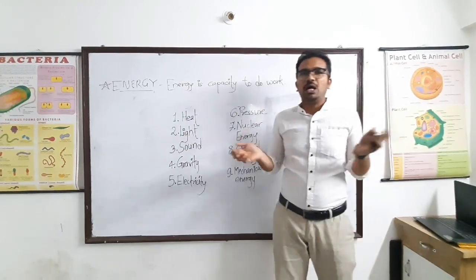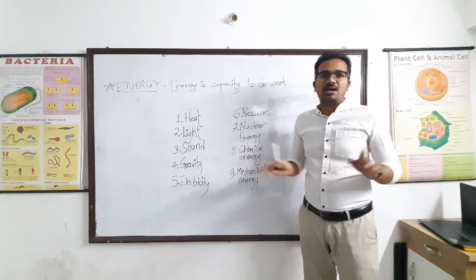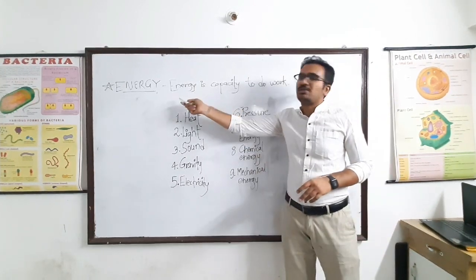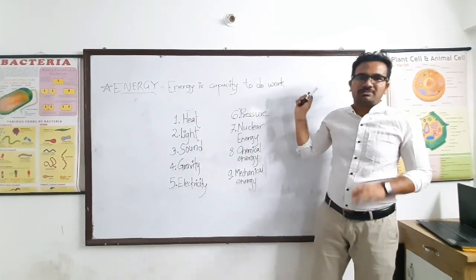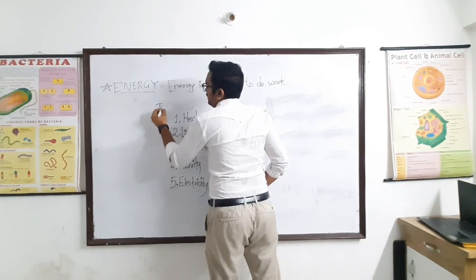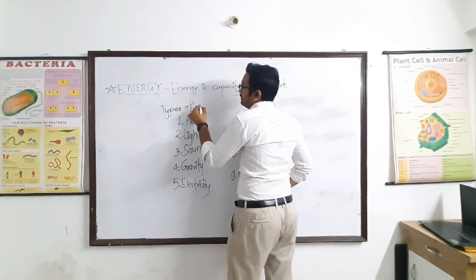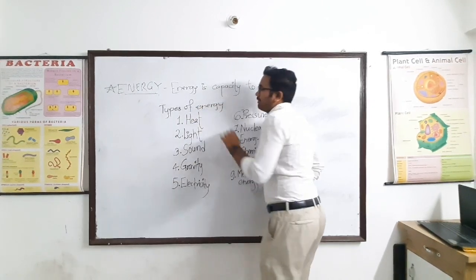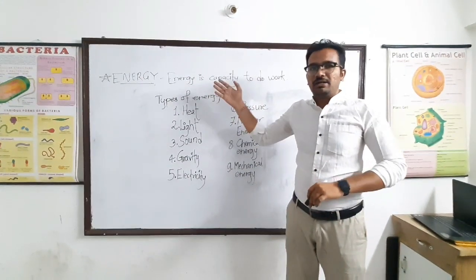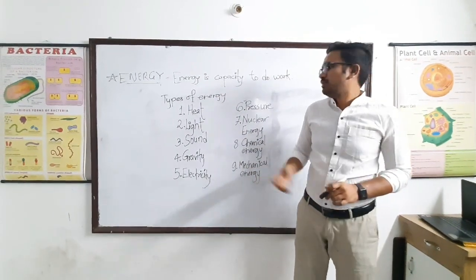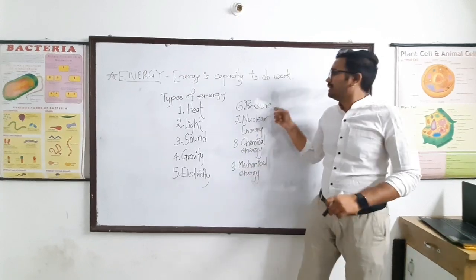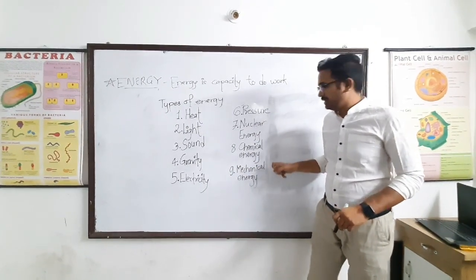Okay, for example, if you have a bike and it gets run out of the petrol, does it run? No, absolutely not. Just because it does not have energy, that's why it couldn't work in a regular manner. So we are going to study about the different types of energy in upcoming minutes. Okay, so there are several types of energy, but in our daily syllabus we have 9 types of energies. So first there is heat, second light, sound, gravity, electricity, pressure, nuclear energy, chemical energy, and mechanical energy.